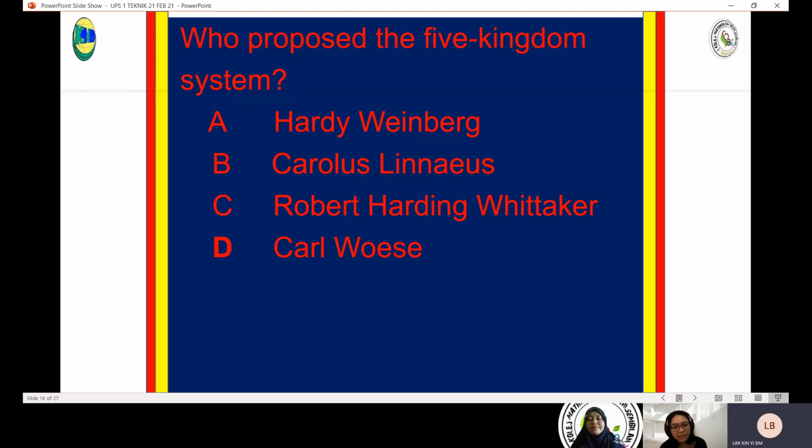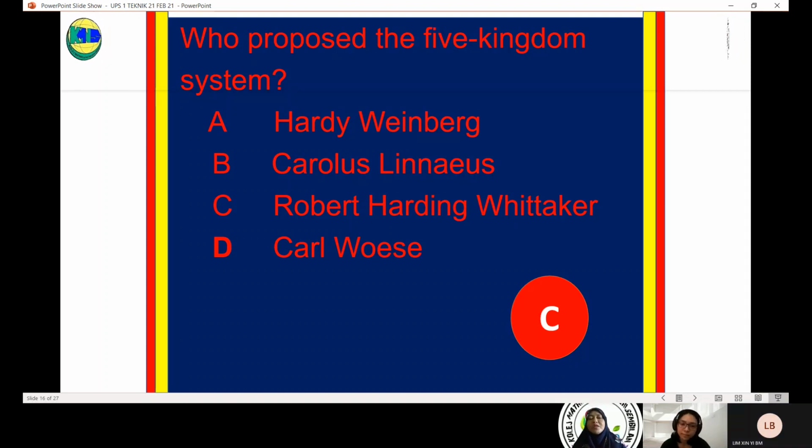Carl Woese is the one who proposed the archaea domain, the three domain system. So the best answer is Whittaker, Robert Harding Whittaker. Maybe, Madam Lim, if the question asks who proposed, let's say, we can change the question: who proposed the three domain system? What do you think the answer is, class?